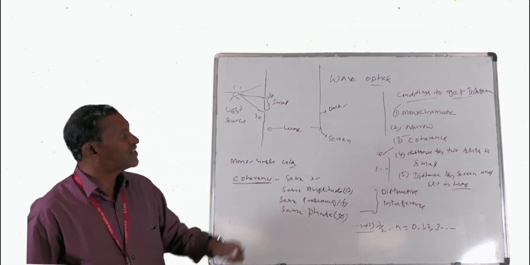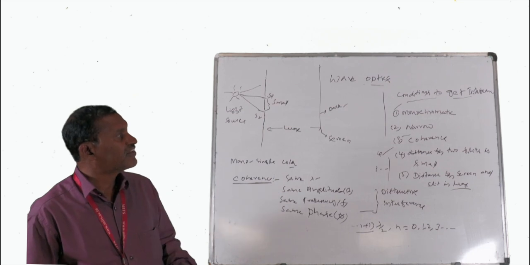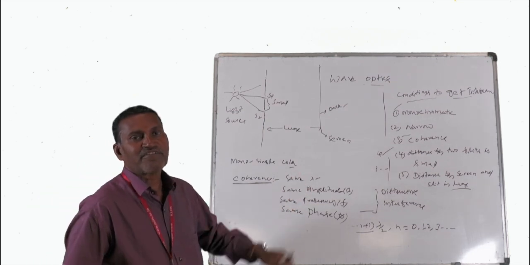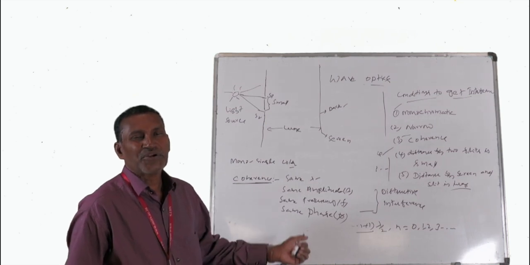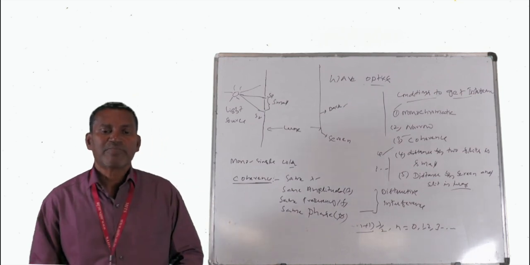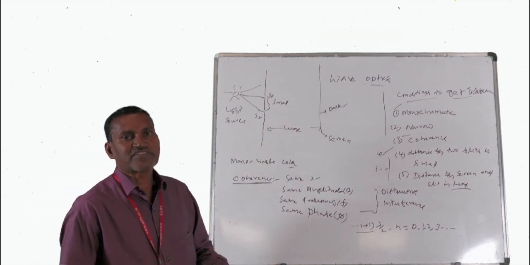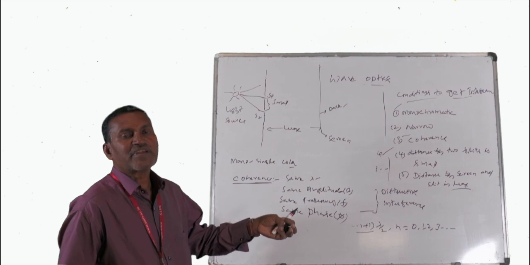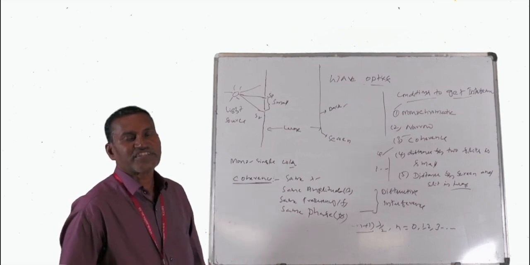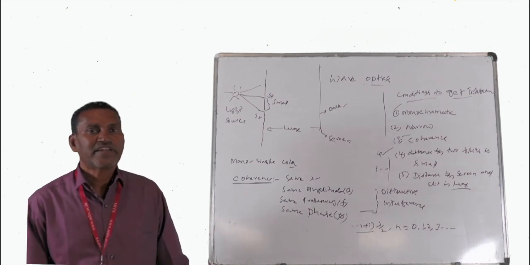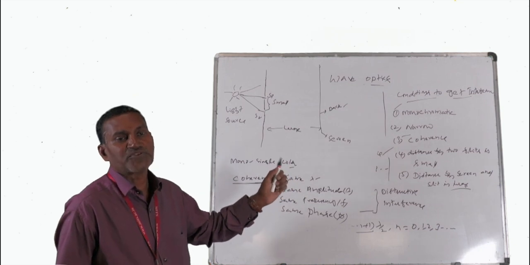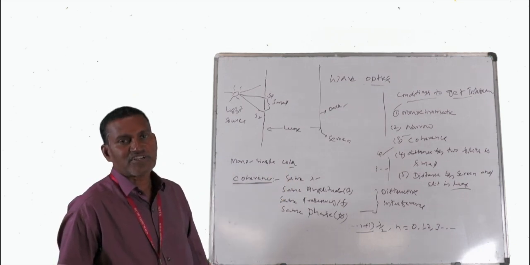So next one is the interference in thin films by reflection. So today we will discuss wave optics. Actually there are two kinds of optics. One is ray optics, the second one is wave optics. What is ray optics? Ray optics refers to the optical system. It was proposed by Newton's corpuscular theory. Next one is wave optics. Wave optics refers to the nature of light. It was proposed by Huygens.